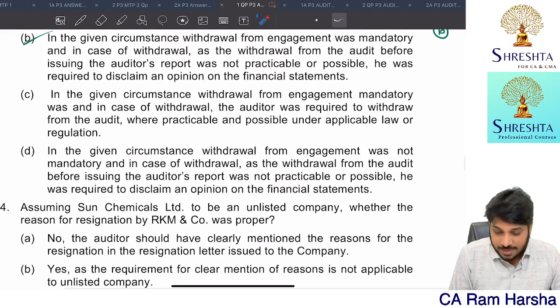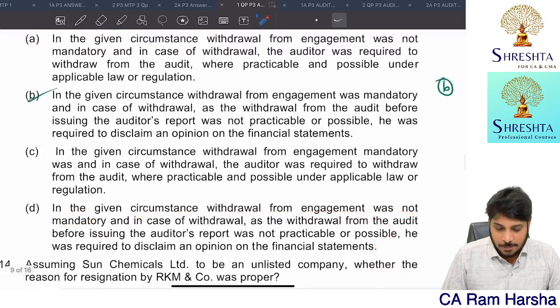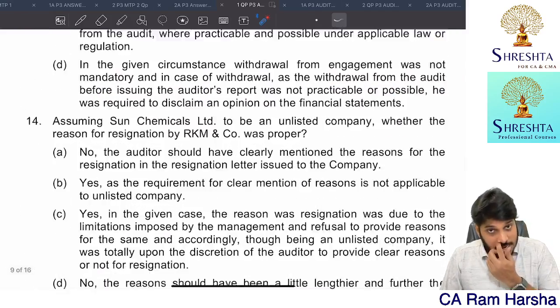Getting it? In the given case, withdrawal from engagement was not mandatory. That's wrong. So the answer is B. So 13th question, the answer is B.